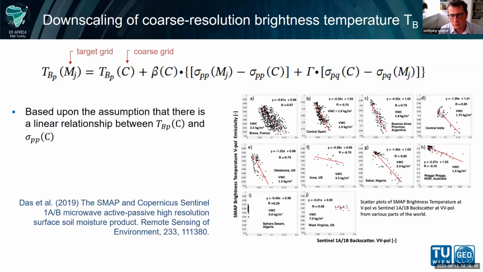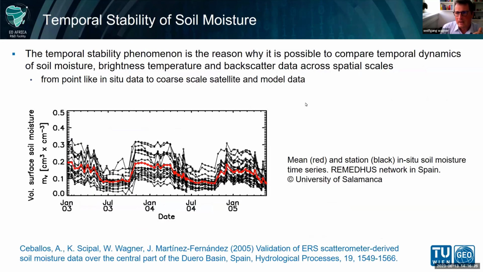And the overall assumption is that there's a linear relationship between brightness temperature and backscatter at the appropriate scale. What's also behind this, and why this works for soil moisture in this way, is something I brought up in previous, not the webinar, but different training sessions: soil moisture has the property that it scales across spatial scale according to a phenomenon called temporal stability.